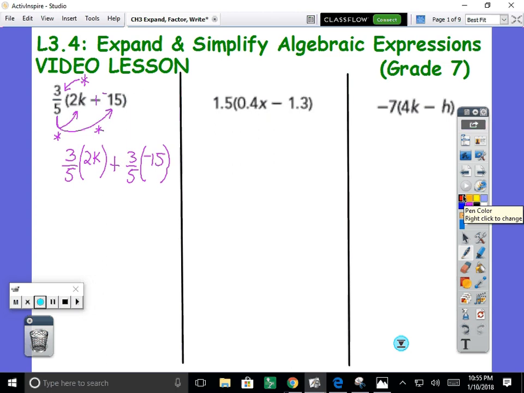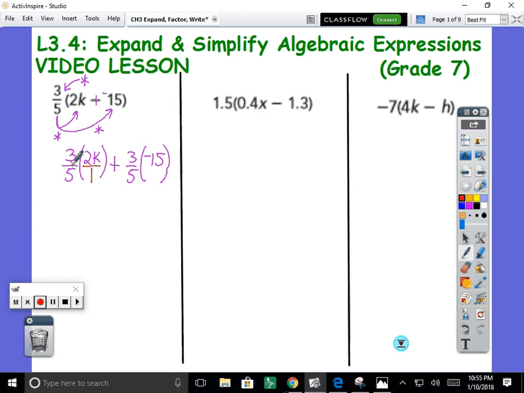So if we look at the next step, I want to simplify. I want to turn this 3/5 times 2k into a single term. And I want to turn this 3/5 times negative 15 into a single term with multiplication also. Well, I sure wish this 2k looked more like a fraction. Or could it? Oh, that's right. Any whole number could be written over 1, just like 2k could be written over 1. Well, I don't see any cross simplifying on this one.